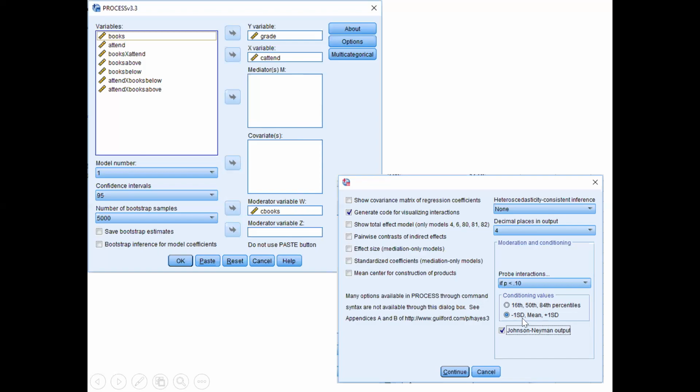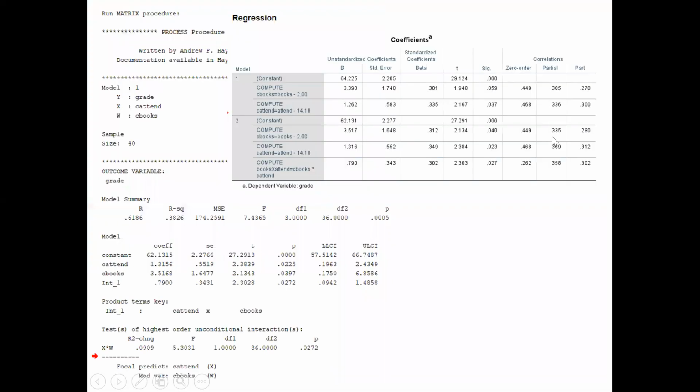You can also do centering not just at a standard deviation, but at percentiles if you would like. You can tell it when to probe interactions. You can make this more stringent if you would like. Again, I typically probe my interactions if p is less than 0.10, because sometimes a really weak simple slope can mask a strong simple slope and make it look like it's non-significant. You can request a certain number of decimals. You can look for heteroscedasticity. You can get a lot of really nice things using Process.